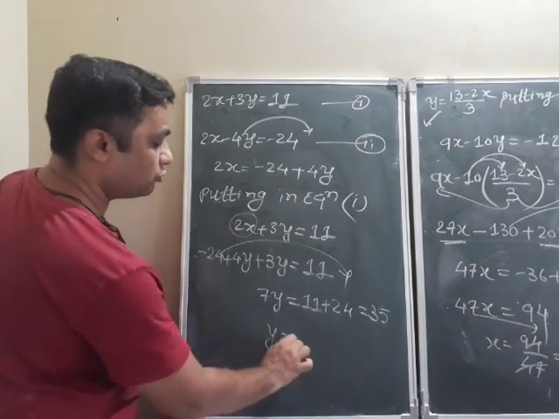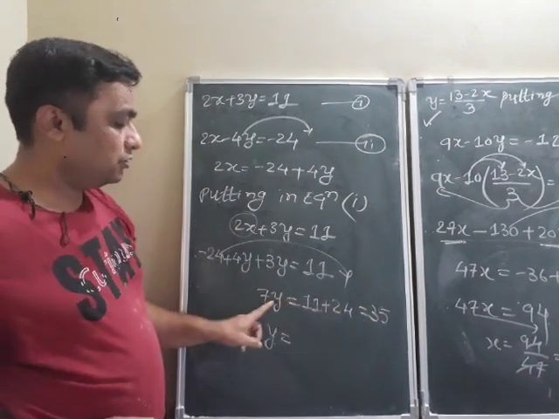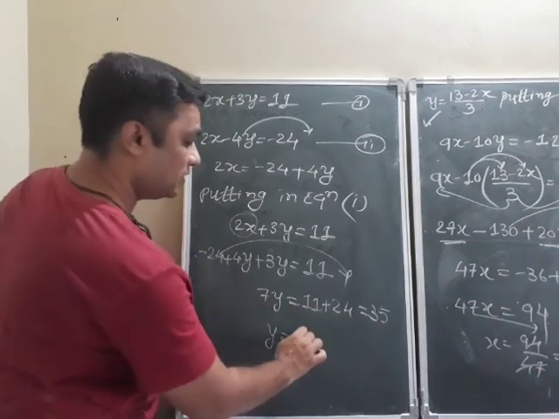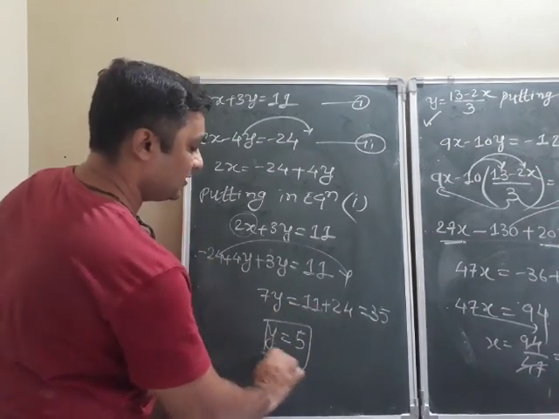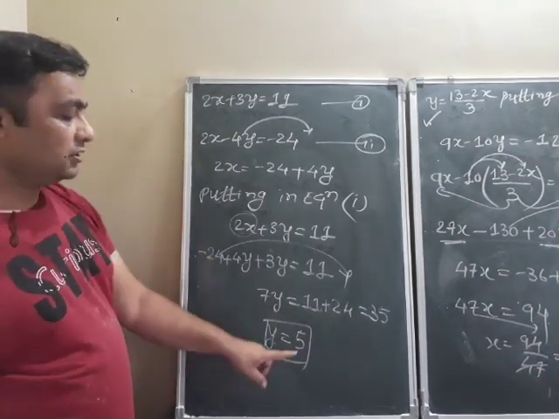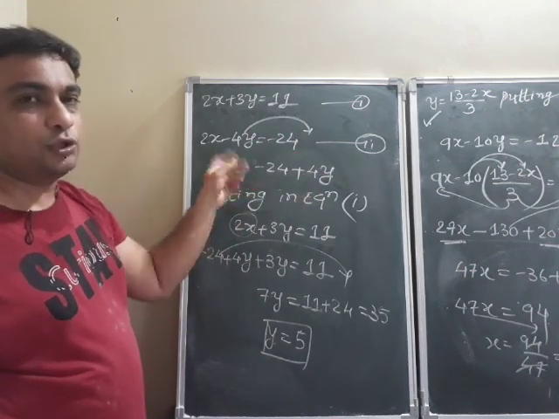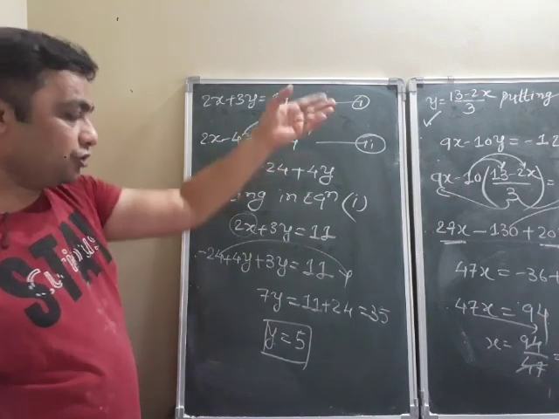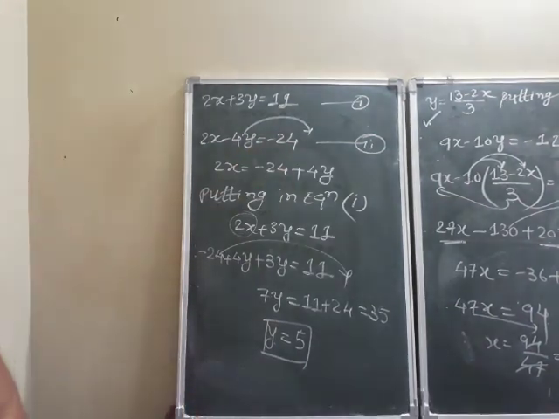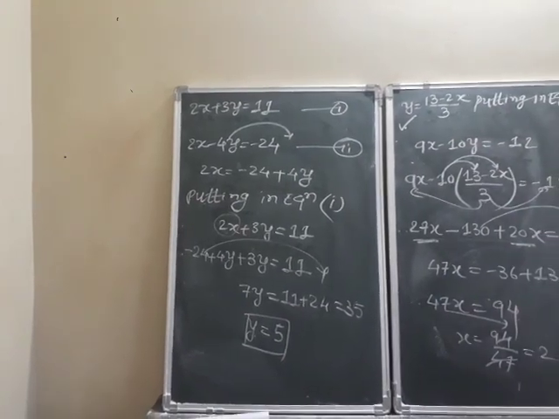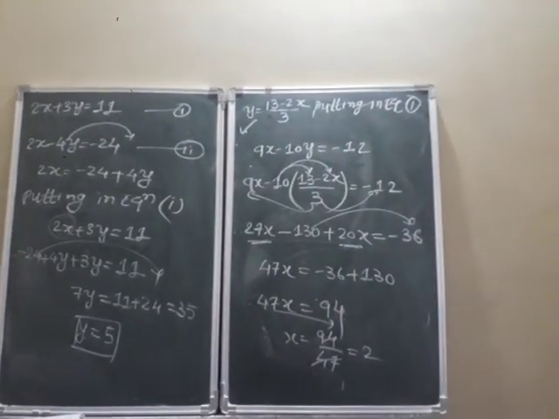So 7y is equal to 35. So what do you say about y? Divide by 7. Okay, so 35 by 7 is 5. So you will get the value for y, that is 5. This y you substitute here, you will get 2x, and then you divide by 2, you will get x. Clear? So see on that board.